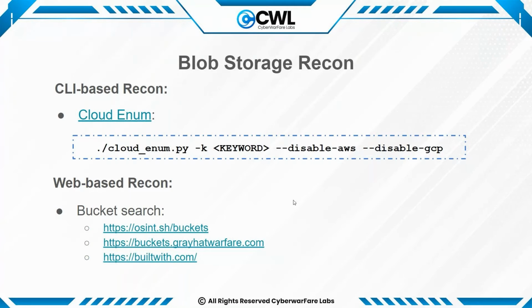Here we are searching for Azure, therefore we have disabled AWS and GCP. If you want to search for AWS as well, you can just remove this disable AWS option from here. Then it will show results for Azure and AWS both. So let's try this command and see what we will be getting.